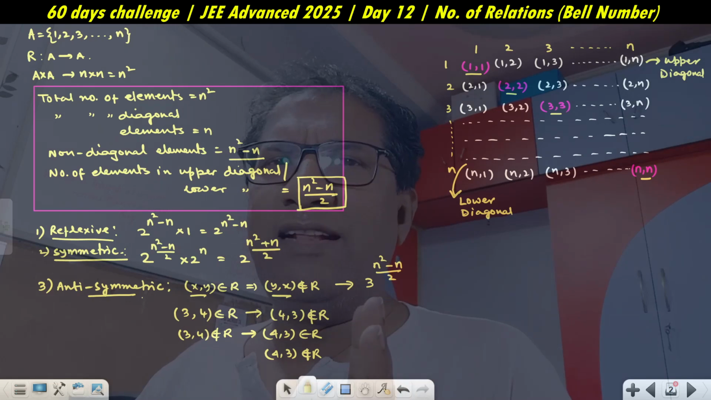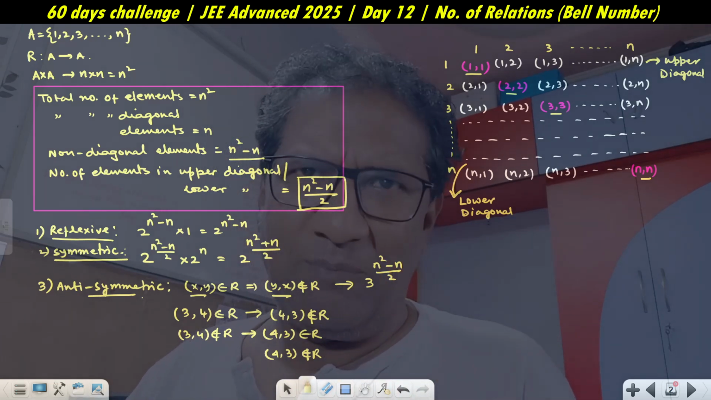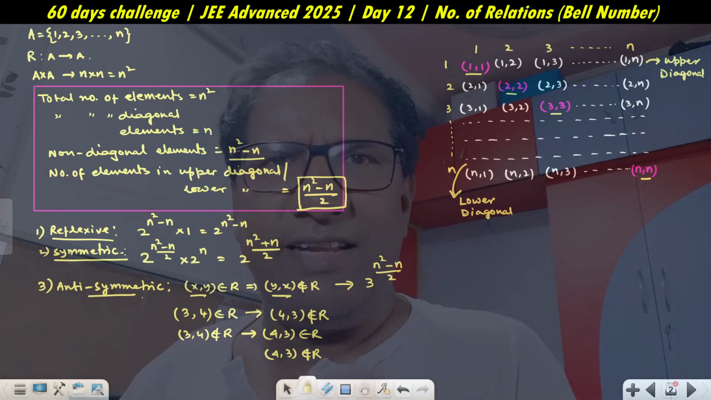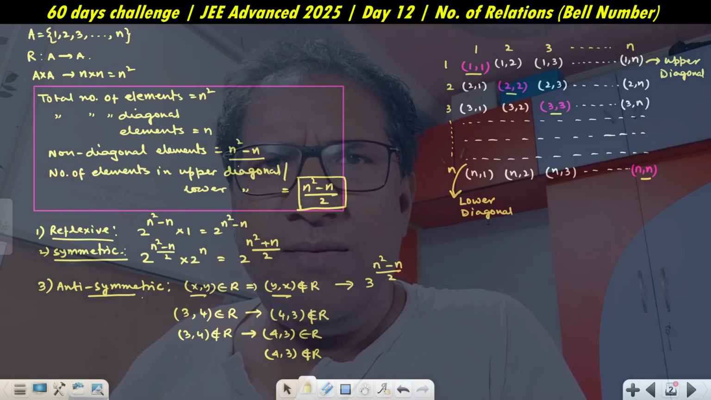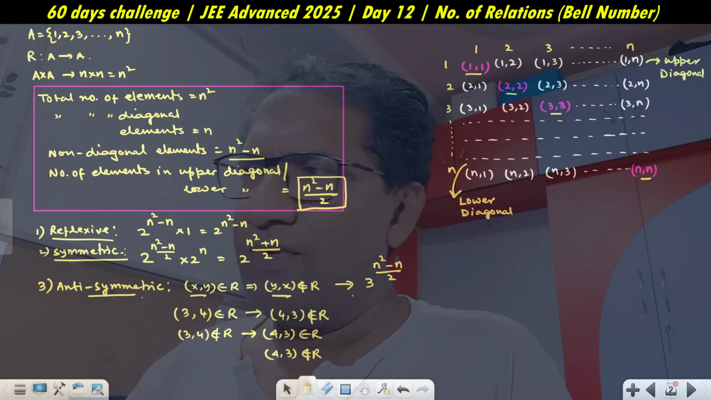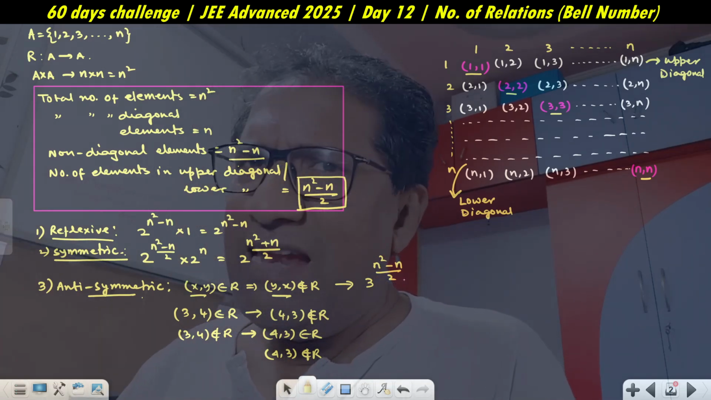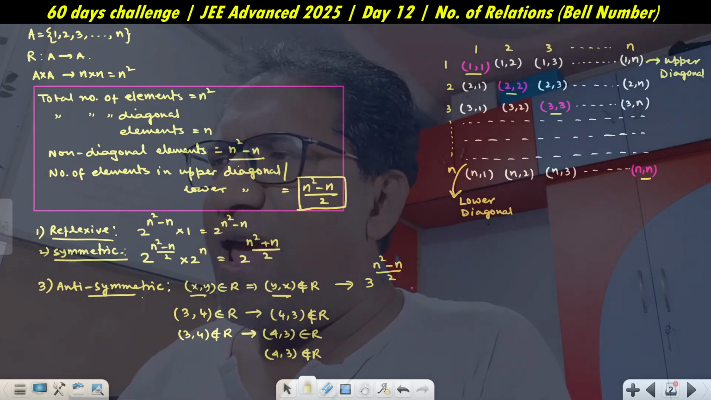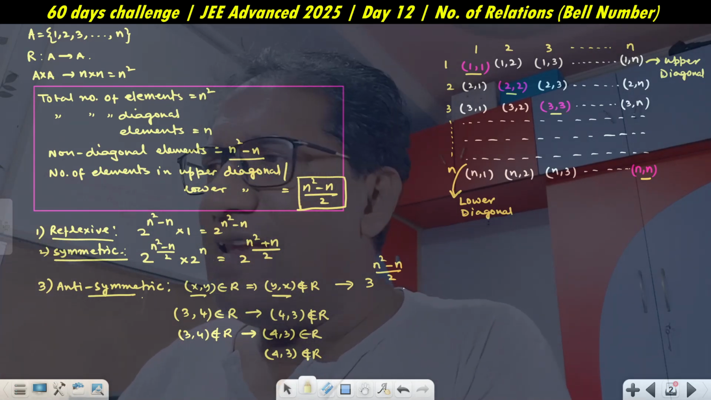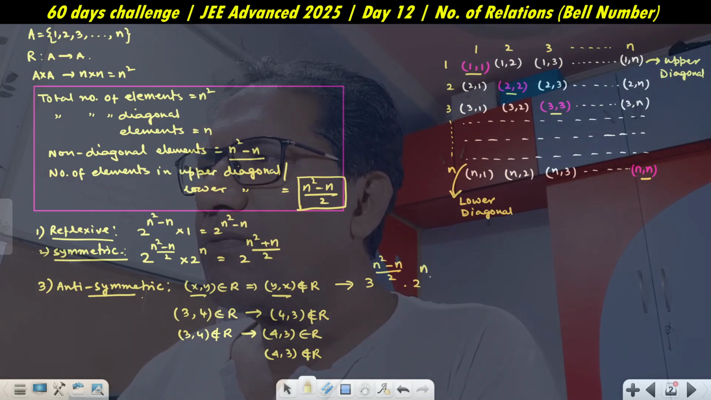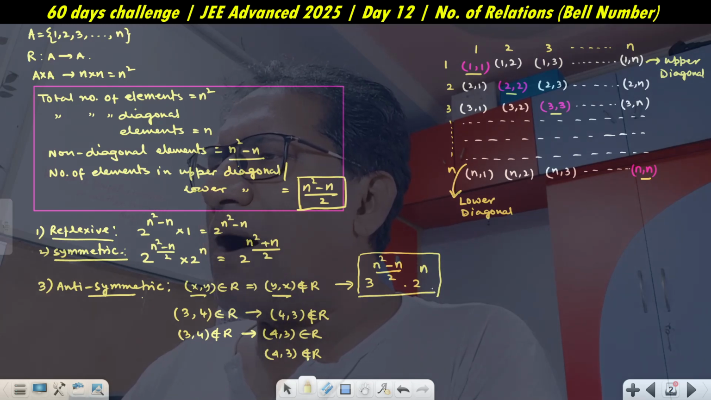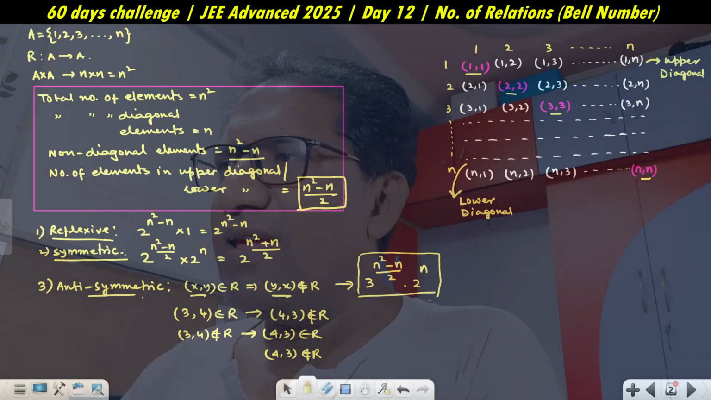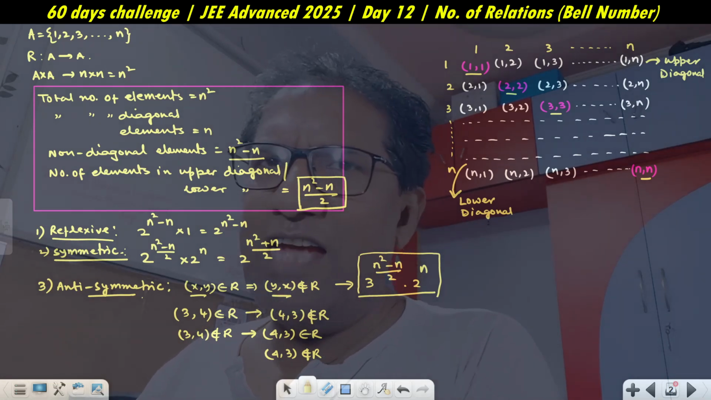Now, let us come to the diagonal elements. Every diagonal element may come, or it may not come. Still, it remains anti-symmetric, because the definition states that if the diagonal elements come in a relation, it is still an anti-symmetric relation. In the diagonal we have n elements, so the total number of ways of choosing the diagonal elements is 2 to the power n. Therefore, the total number of anti-symmetric relations possible is 3 to the power (n square minus n) by 2, into 2 to the power n. Is it clear to everyone?